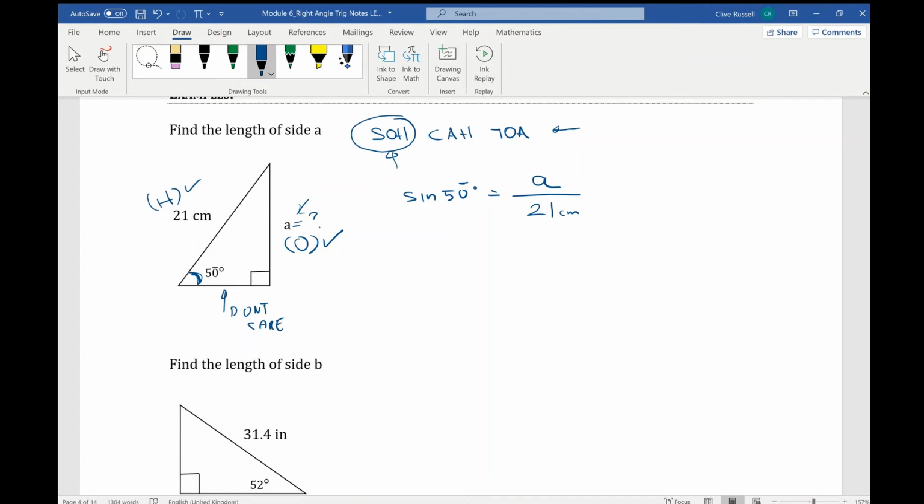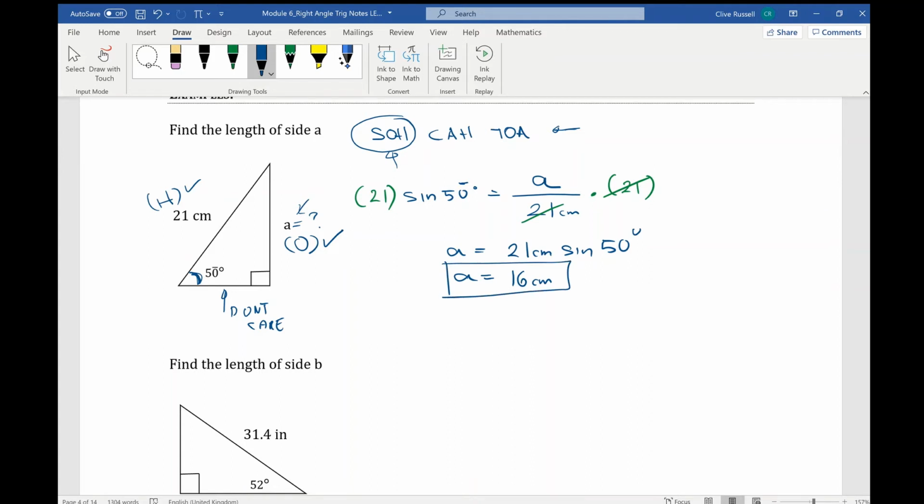All right. So now how do I find A? Well, if I just multiply both sides by 21, then the 21 goes, and I'm left with A is 21 centimeters times sine of 50 degrees. And now it's a matter of plugging that into your calculator, and our answer has to be rounded to 2 significant digits, and you know why. So it's going to be about 16 centimeters. And that's all there is to it.